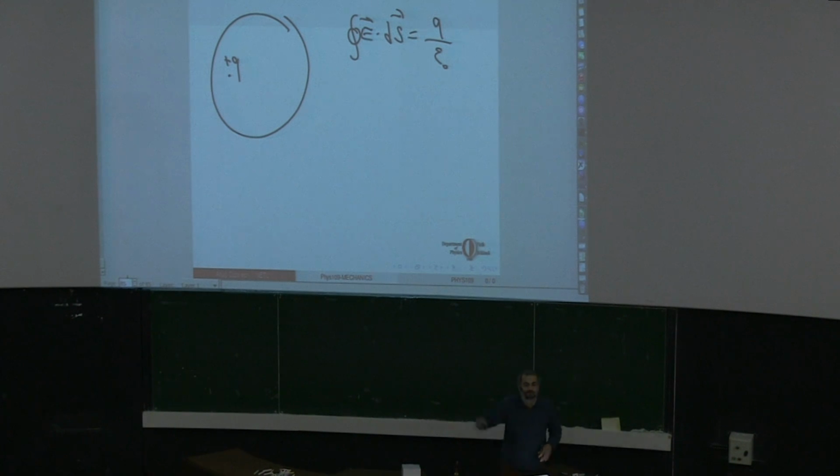Any questions on this one? If you have a point charge, if you take a sphere around this point charge, the flux through this sphere will be nothing but Q over epsilon 0.